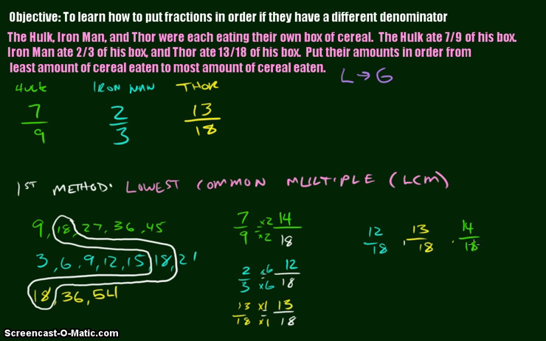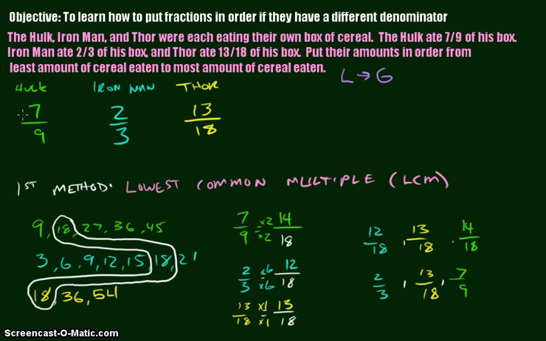14/18. So Hulk ate the most, and if I needed to put the original fractions in order, I could just go ahead and write 12/18 is my fraction that's 2/3. 13/18 is my fraction that is 13/18. That one stayed the same. And 14/18 was my fraction that was 7/9. So in order from least to greatest, I have 2/3, 13/18, and 7/9. I have Iron Man, Thor, and Hulk.